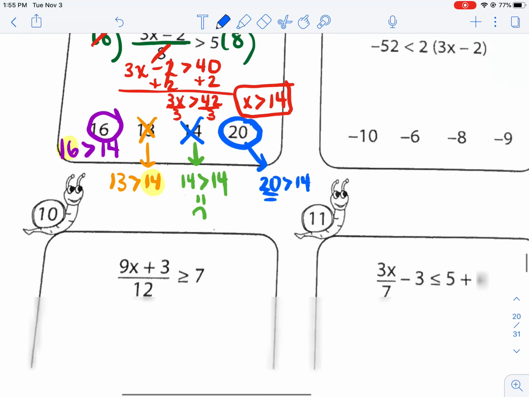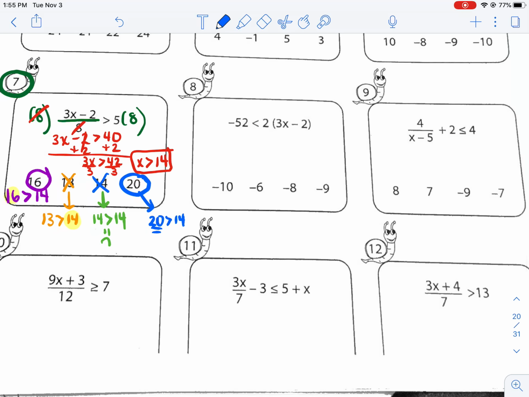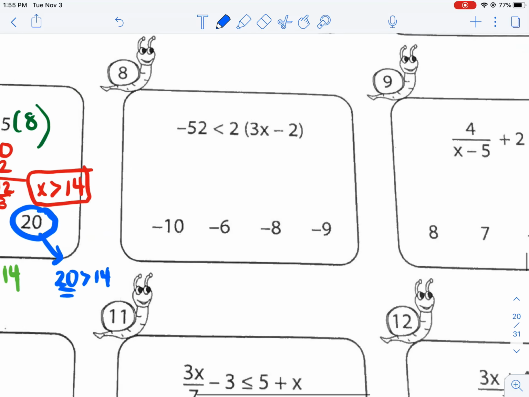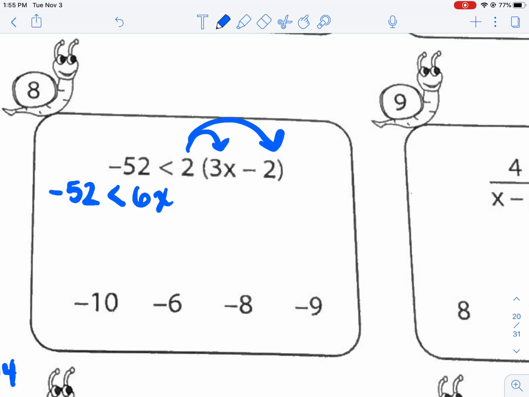Okay, let's try one more together, and then I'm going to give you guys a few to do. I'll give you a choice of what to work on for homework tonight. So number 8, I'm going to distribute this 2. I have negative 52 is less than 6x minus 4. I'm going to add 4 to both sides. These cancel. So just be careful with your addition here.